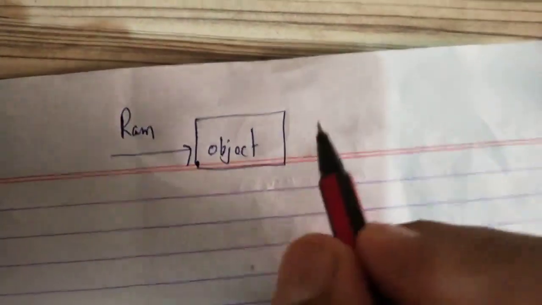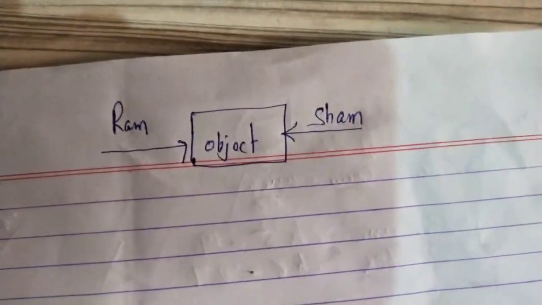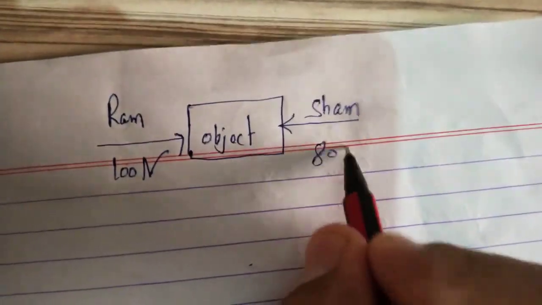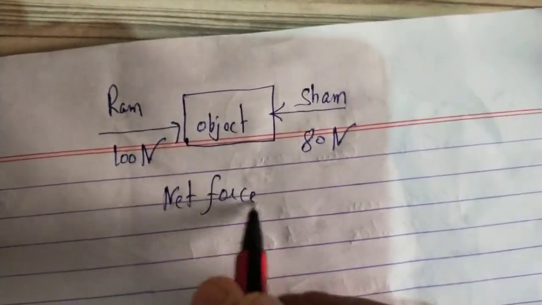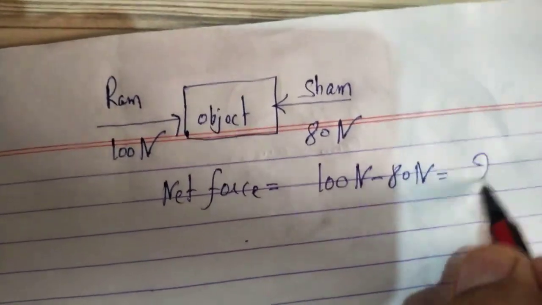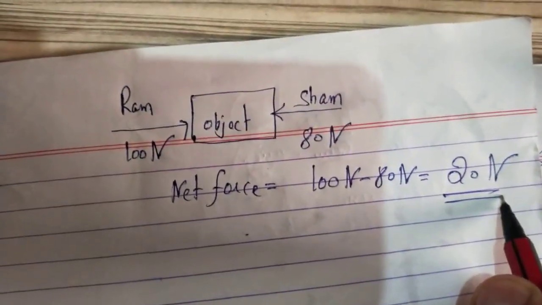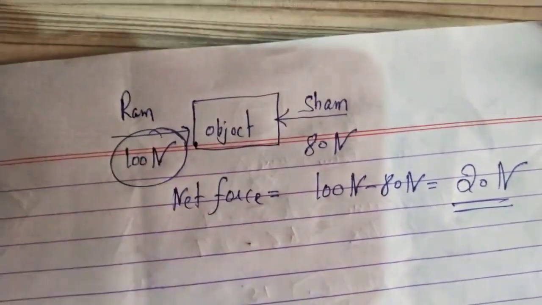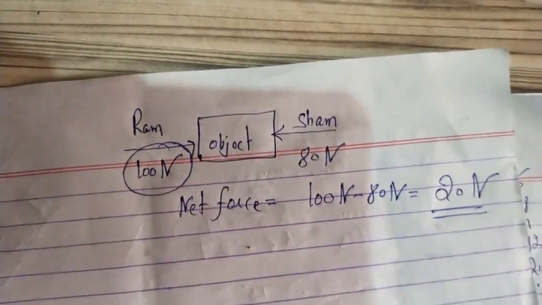one person is applying force in this direction, suppose Ram is applying force in this direction, and Sham is applying force in this direction. So Ram is applying, suppose, more force, and Sham is applying, suppose, less force. So for the object, net force, we have already told what net force is. Net force is higher force minus lower force. That will be 20 Newton. And net force will have the same direction as the direction of higher force. Higher force is acting in this direction, so net force will also act in this direction.